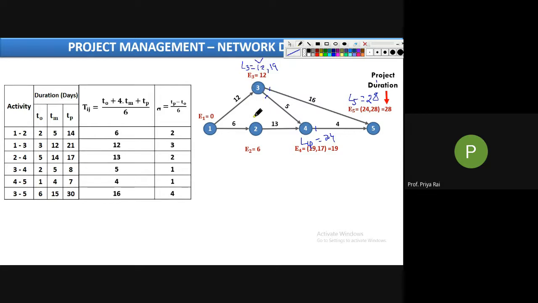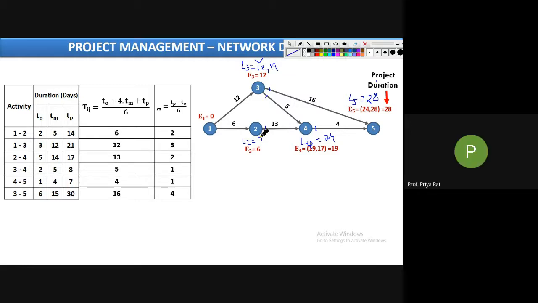Now we will go to 2 or 1. Which one will we calculate first, 2 or 1? 2. 2, obviously, because for 1 we need the L2 value. So L2 must be calculated first. See, for L2 there is only one head, which is coming from 4. So L4 minus 13. 24 minus 13, how much?